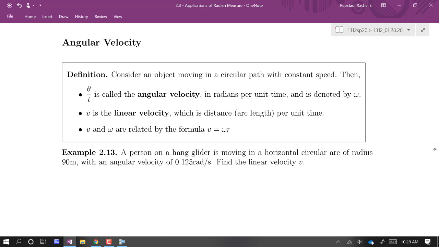Okay, so we did arc length, we did area. Now we're going to talk about angular velocity. Imagine a wheel spinning around, like a bicycle wheel. We think of rotational motion in terms of angles. I think of RPMs, revolutions per minute, how many times it spins around each minute. That's an angular velocity. When we use angular velocity in our formulas, we need to make sure it's in radians per unit time and not revolutions or degrees.